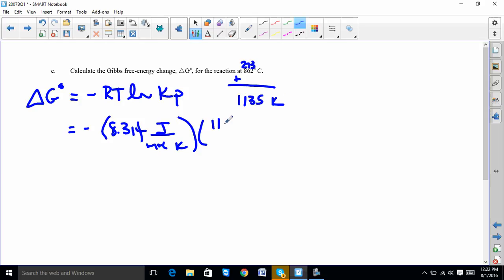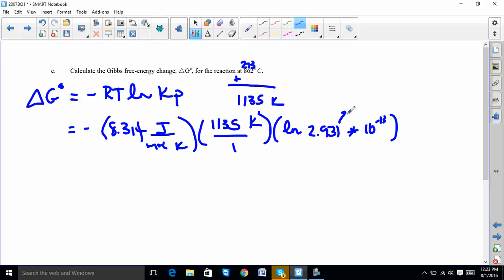And so 1,135 Kelvin goes in for T. And then ln of the answer for B, which was 2.931 times 10 to the negative 13. Again, remember, if you calculate B wrong, but you use it correctly in C, you'll get full credit. So this was the answer for B. This is a constant. This was given.